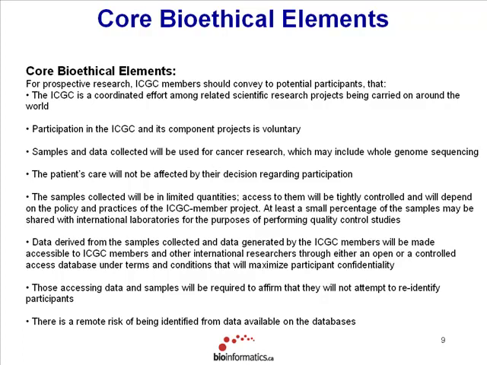I was speaking with Francis last night about this at dinner, and so the freely available data, the open data, is going to be pooled data. So for example, for all patients with a particular cancer, the SNPs will be pooled together and made available as a frequency assessment. So it's a summary of pooled data, whereas the individual data will be under controlled access. Those accessing data and samples will be required to affirm that they will not attempt to re-identify participants. And then there's a declaration that there is a remote risk of being identified from data available on the databases.